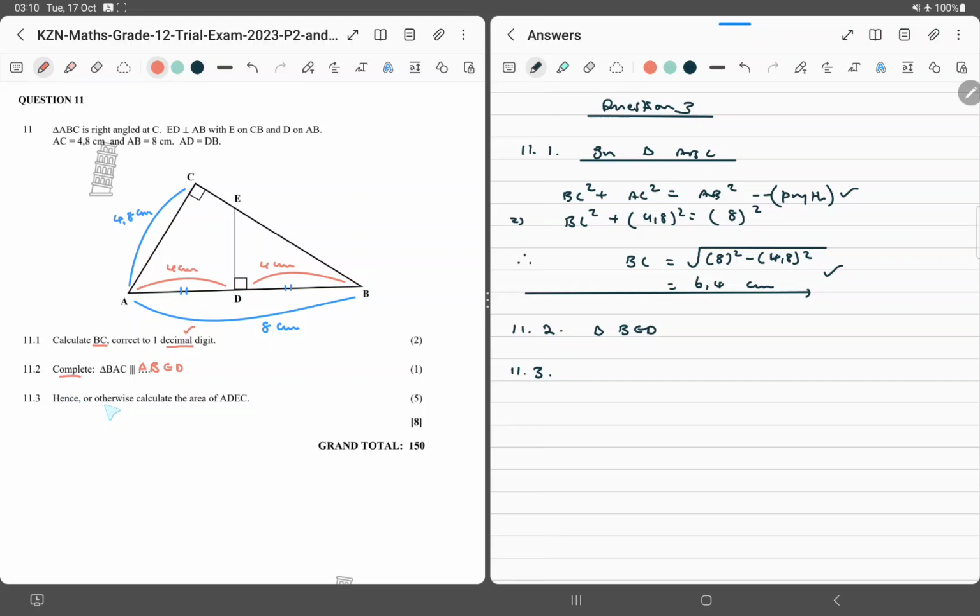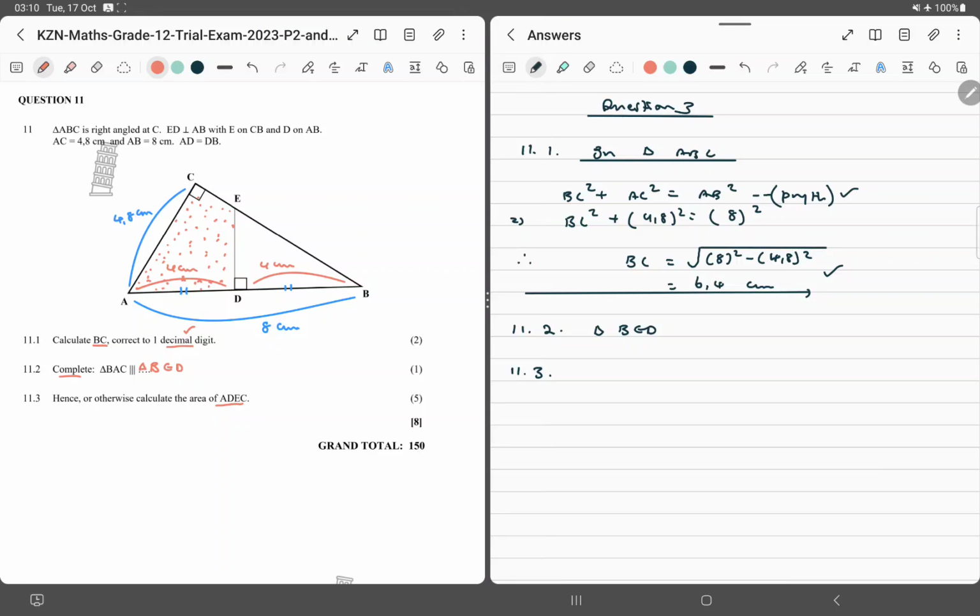11.3 says now, hence or otherwise, calculate the area of ADEC. Now we're looking for the area of this one. Oh, or ADEC. Anyway, so we're looking for that.